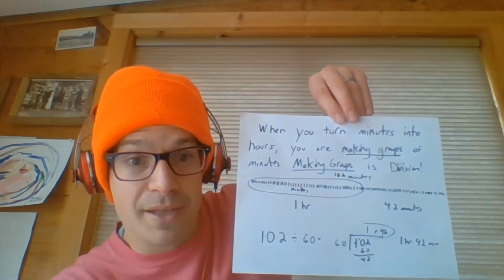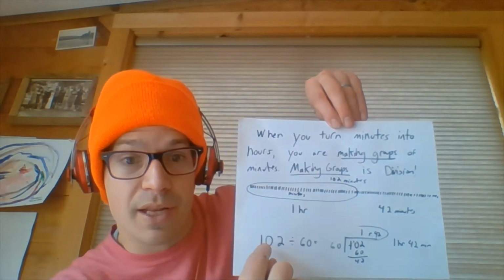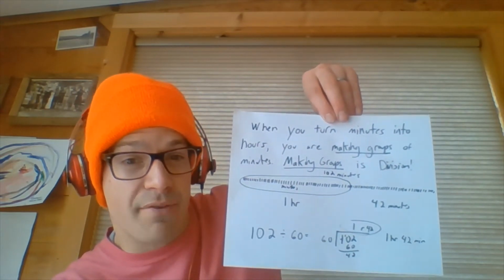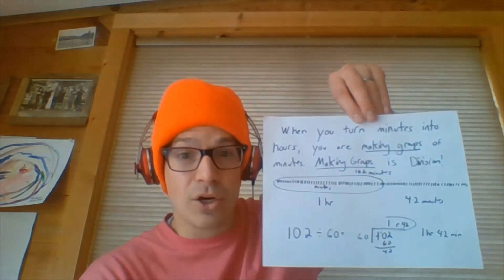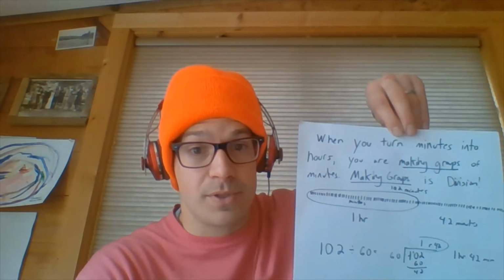Hopefully you paused and thought about it, so we could get 1 hour out of 102 minutes, but then you still have 42 minutes left. So when we move to that bigger unit, we actually divide to get a bigger unit because we're making groups.